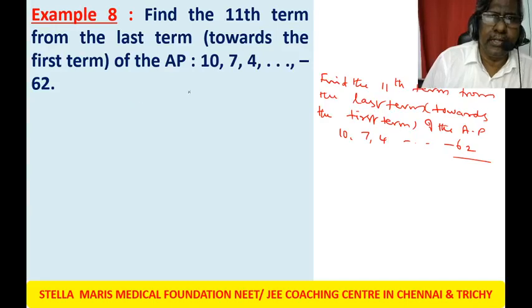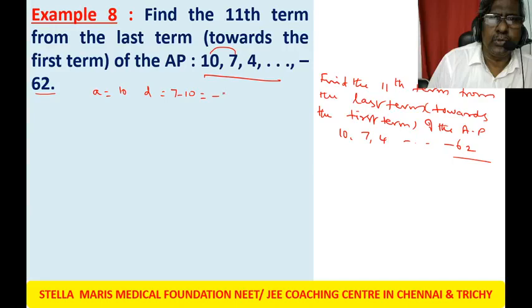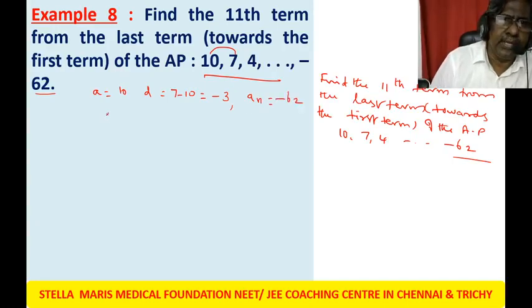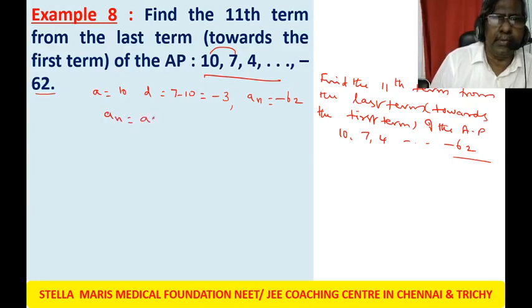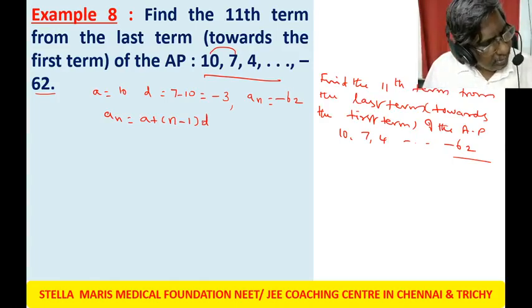So see here, AP. This is 10 and minus 62. So here A is equal to 10. Difference between these two is what? D is equal to 7 minus 10, which is equal to minus 3. Then what is the last term or AN? AN is equal to minus 62. Clear? Now the formula is what? AN is equal to A plus N minus 1 into D.